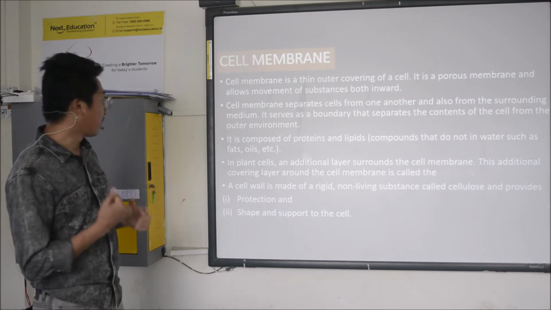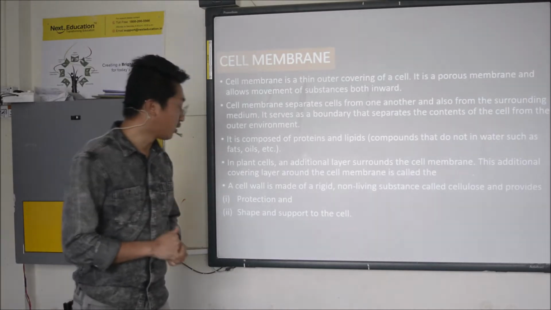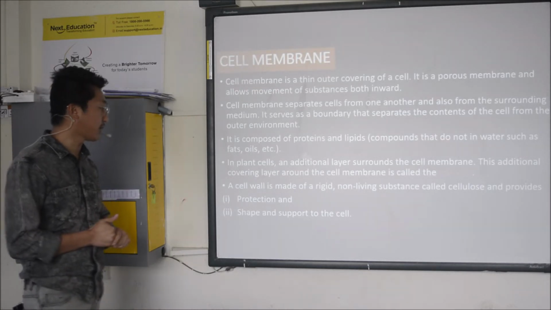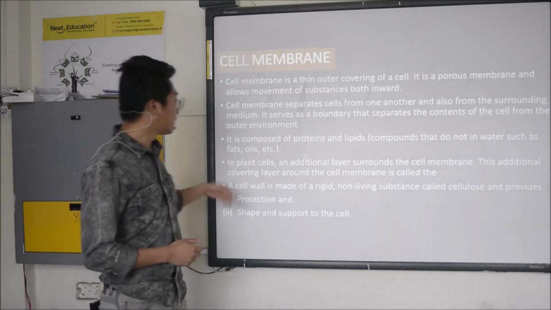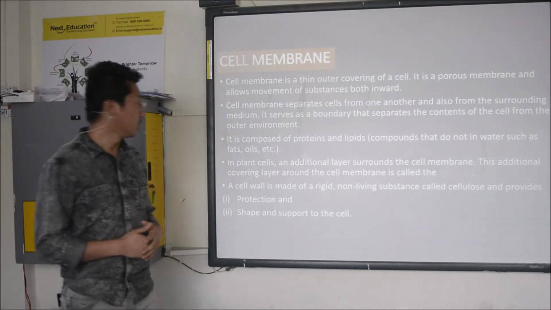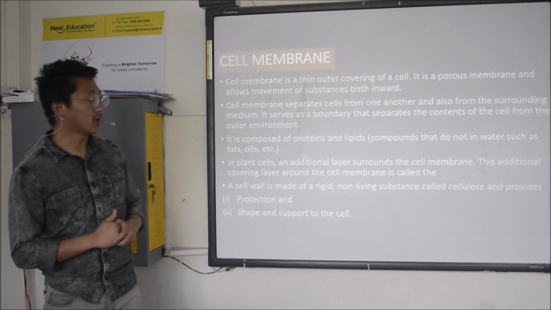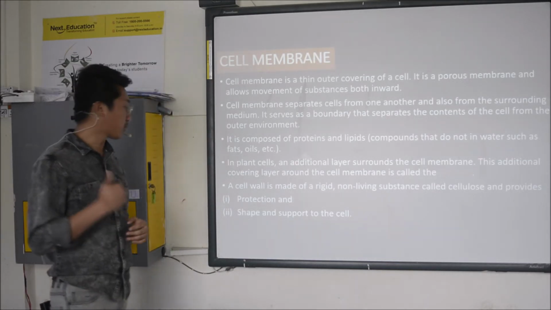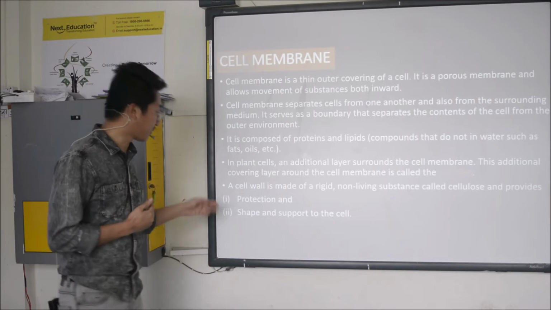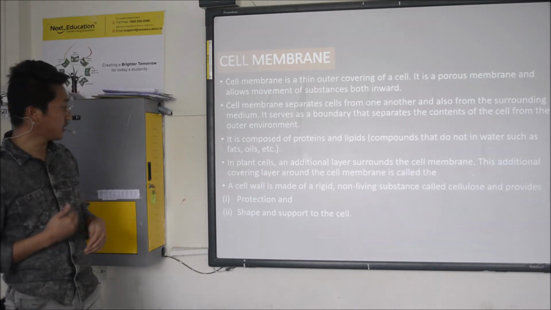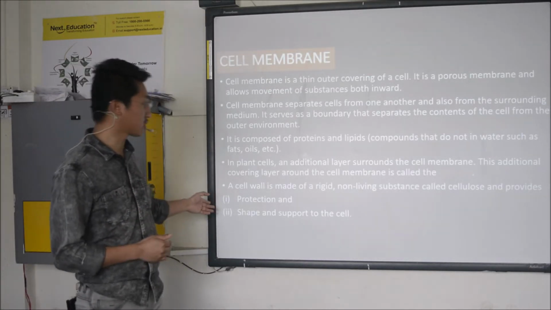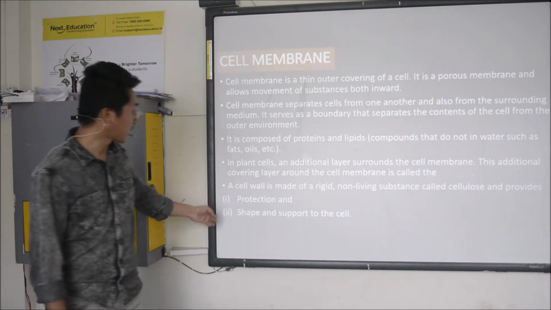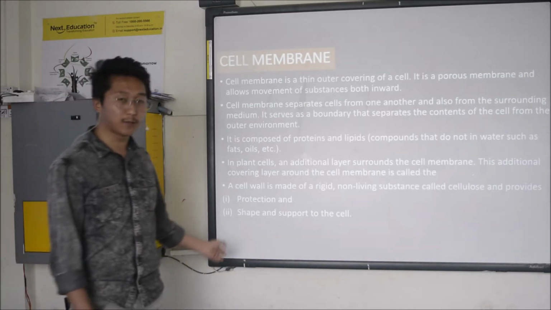In a plant cell, the cell wall is made of a rigid, non-living substance called cellulose, and it provides protection, shape and support to the cell. So the cell wall is very rigid. The first function is protection and the second is shape and support to the cell. So this is the function of the cell wall.